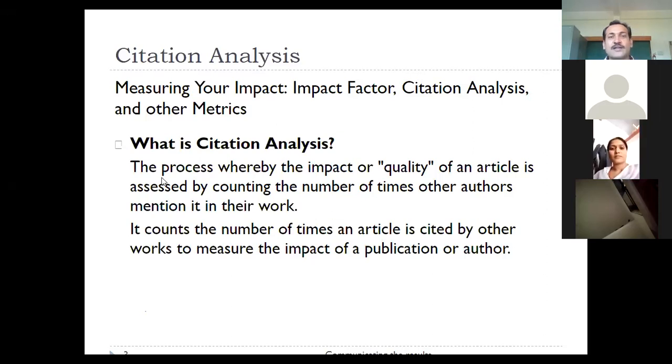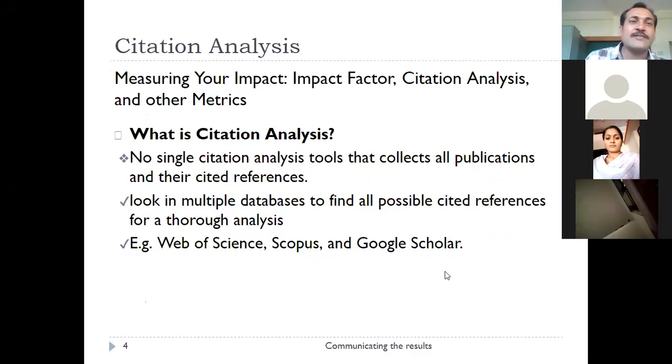It counts the number of times an article is cited by other works to measure the impact of a publication or author, right? So the impact of a publication or author will be measured using this process.